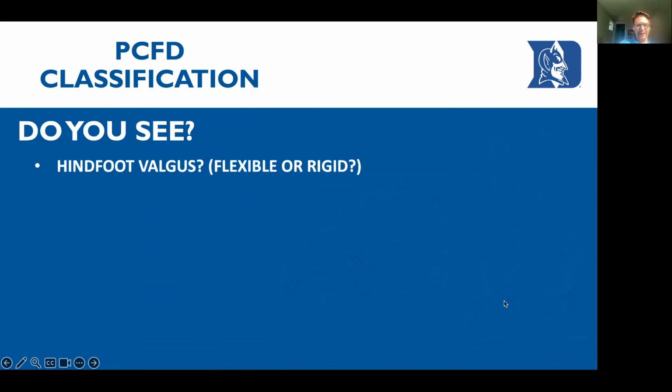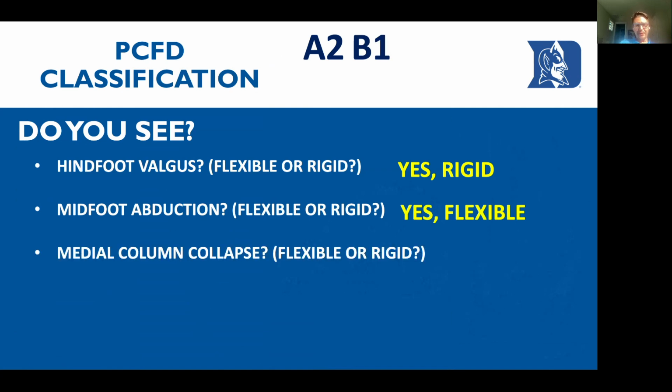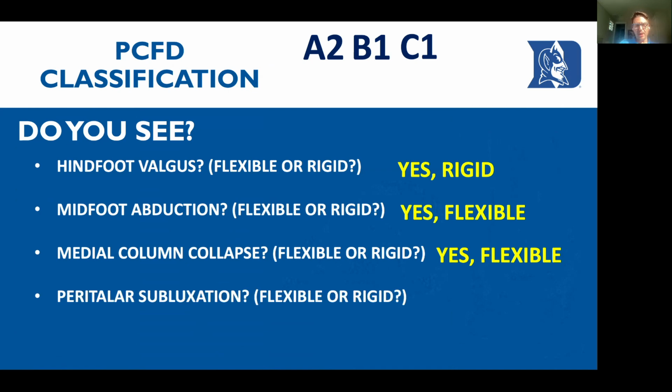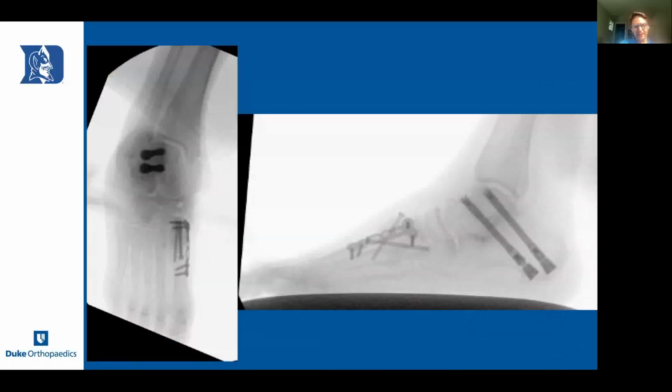fibula. And then if we classify, there's hindfoot valgus, it was rigid, so that's A2. There's midfoot abduction, yes, it was flexible in my opinion, so that's B1. There was collapse of the longitudinal arch, yes, it was flexible, so I put a C1. There was peritalar subluxation that was rigid, so I put D2, and there was nothing in the ankle. So that would be an A2, B1, C1, D2, or 1, BC, 2, AD.